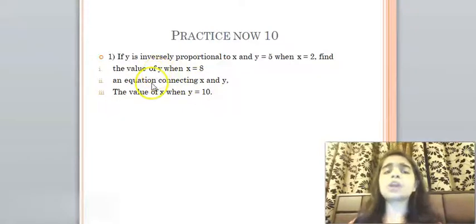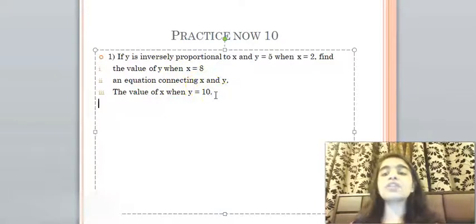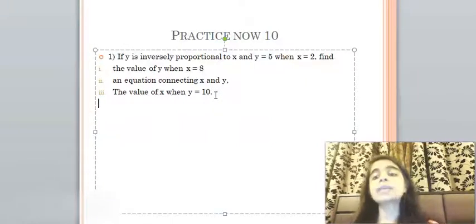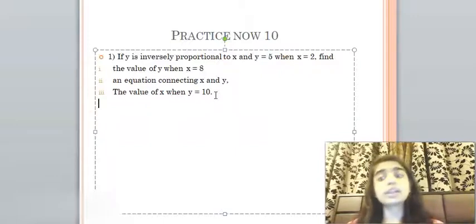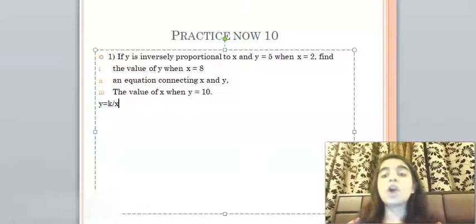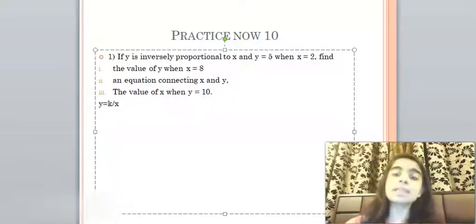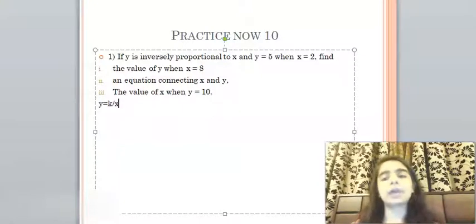So let's just do part 2 first, an equation connecting x and y. So how will we find the equation? We will find the value of k. But now again you need to understand what is the value of k when it comes to inverse proportion. Now in direct proportion, what was the equation? y is equal to kx. But that is not the case in inverse proportion. Now in inverse proportion, the equation is y is equal to k upon x. So it's not kx, k is not multiplying by x, it is k upon x.